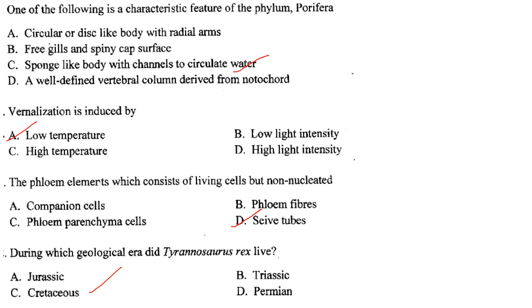Answer is option A. Then the phloem elements which consist of living cells but non-nucleated. So sieve tubes are long tubular constituents of the phloem, and they are living cells but have lost their nuclei to become specialized for the translocation of food. So the answer here is option D, that is sieve tubes. Then next one. During which geological era did Tyrannosaurus rex live? So it lived in the Cretaceous era. So answer is option C.